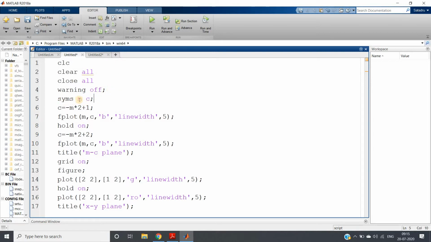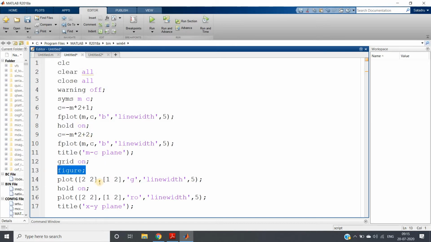Now let us recall the problem. We have taken the MC parameter space, and I have made two equations. You know that y equal to mx plus c, so c equal to minus mx plus y. If you put the first point 2,1, you get c equal to minus m into 2 plus 1. I am using fplot to plot that and hold on to plot the second curve on the same figure window, and the same for the 2,2 point.